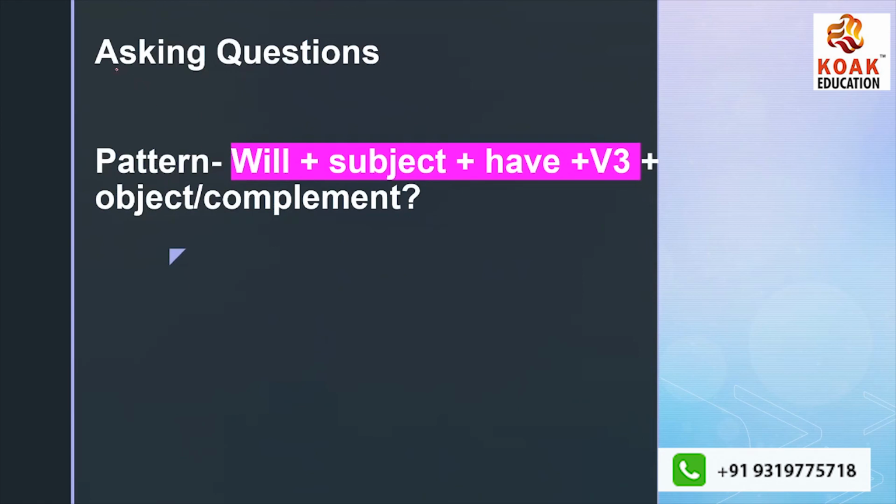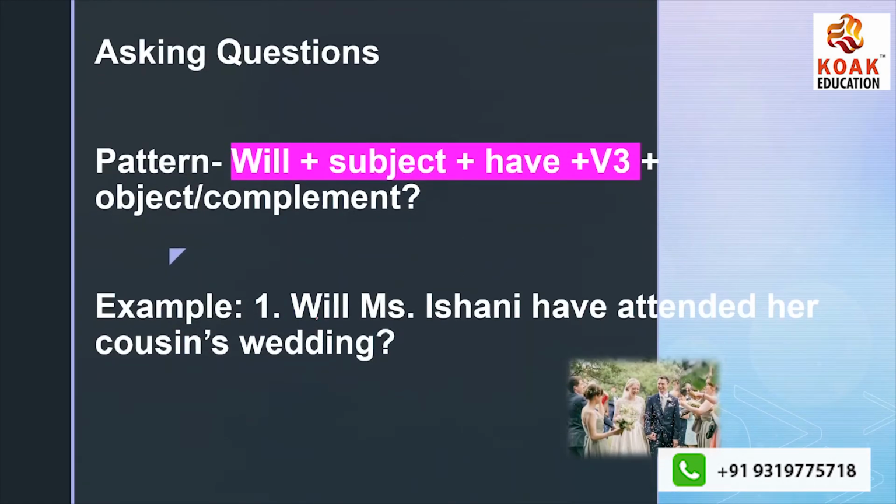Now, what to do when you have to ask questions in the future perfect tense? If you have to use this tense and frame sentences or ask questions to people around you, what would you do? The pattern is simple. Put your helping verb ahead and let your subject shift back. So will, subject, have plus third form. The pattern will be: will Miss Ishani, this is my subject, falling immediately after my helping verb. So, will Miss Ishani have attended her cousin's wedding?